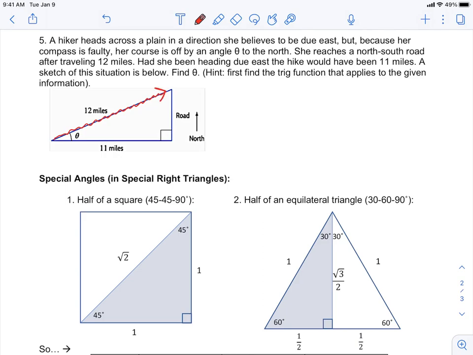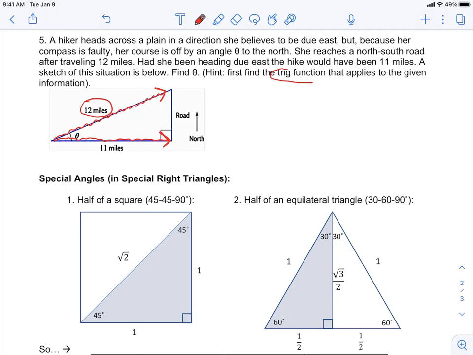And so she hits a road, and she realizes she has hiked for 12 miles, but it's been kind of the hypotenuse, essentially, of what she should have done. If she had walked straight east, she would only be 11 miles. So basically, you can sketch a right triangle that has 11 and 12 for two of the sides. And if the question is to find theta, we just have to use the correct trig function.